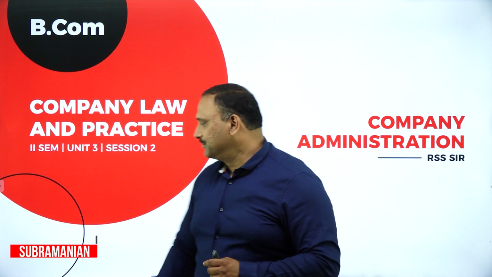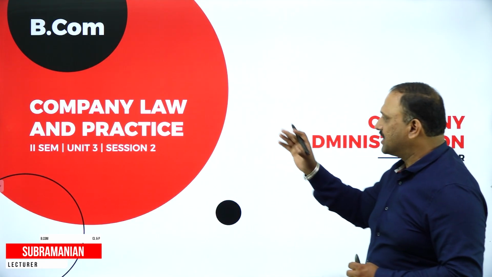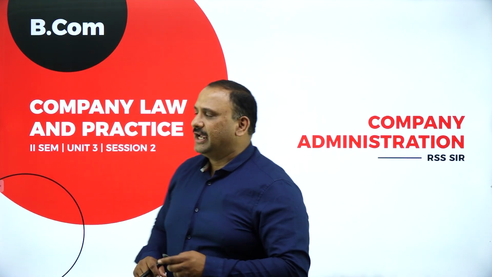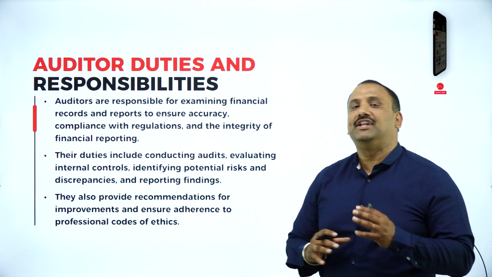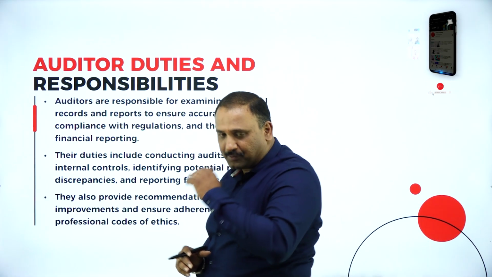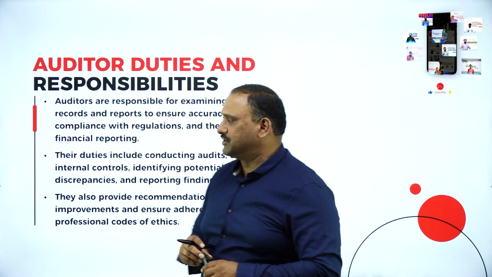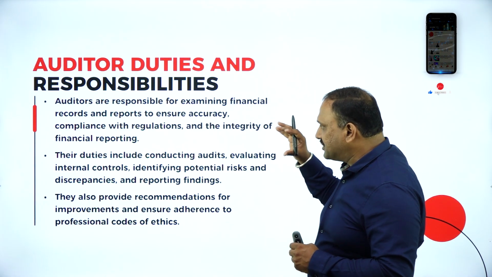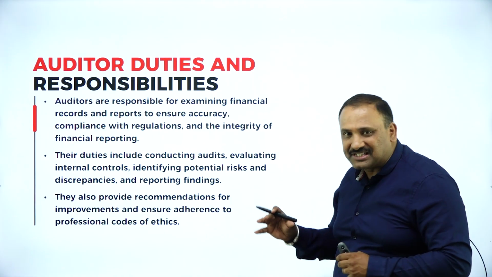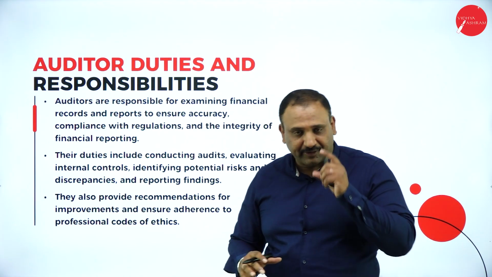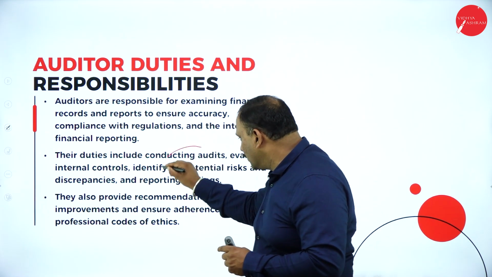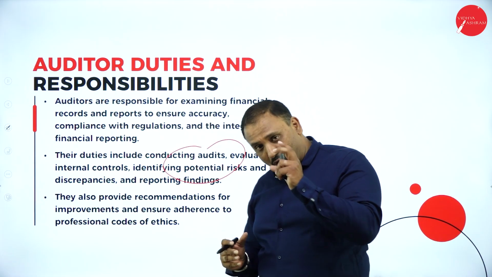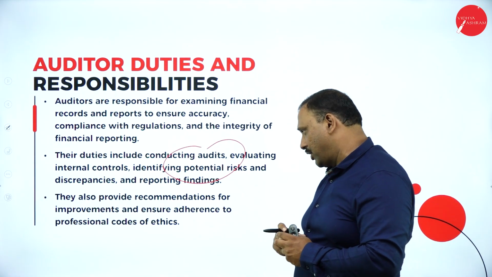Good morning and welcome to the second session, Unit 3, second semester Company Law and Practice in BCom, where we're going to speak about company administration. In the previous classes, we were talking about the various responsibilities and roles, and here we're going to talk about the auditor's roles and responsibilities. Auditors are responsible for examining the financial records and reports, and ensuring accuracy, compliance with regulations, and integrity in financial reporting. The duties include auditing and evaluating internal controls, reporting the findings. They also provide recommendations for improvements.